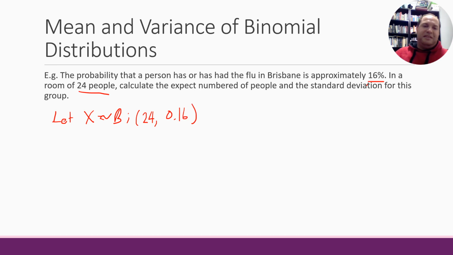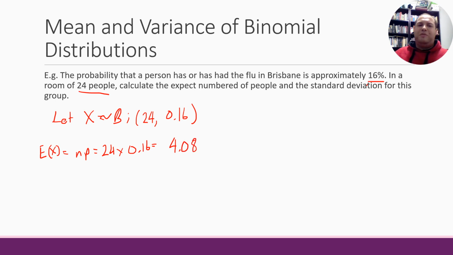I understand success in this case is not good. It means you have the flu, but bear with me. 16% is the probability of having the flu. All right, so in this case, EX equals NP, which is 24 times 0.16. And with our calculators, we work out that's 4.08.